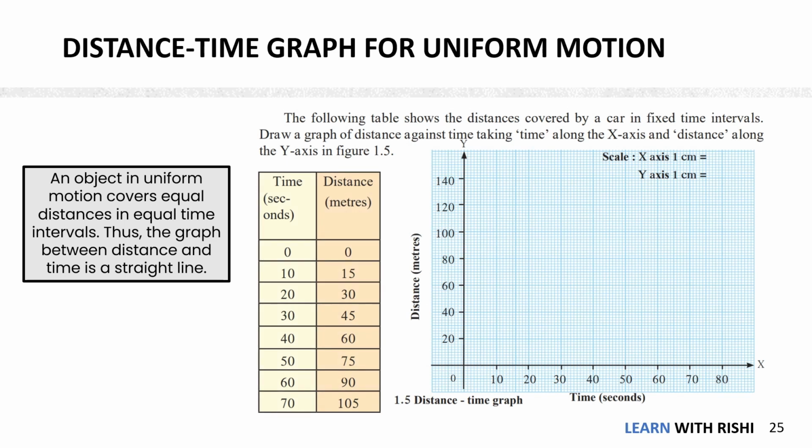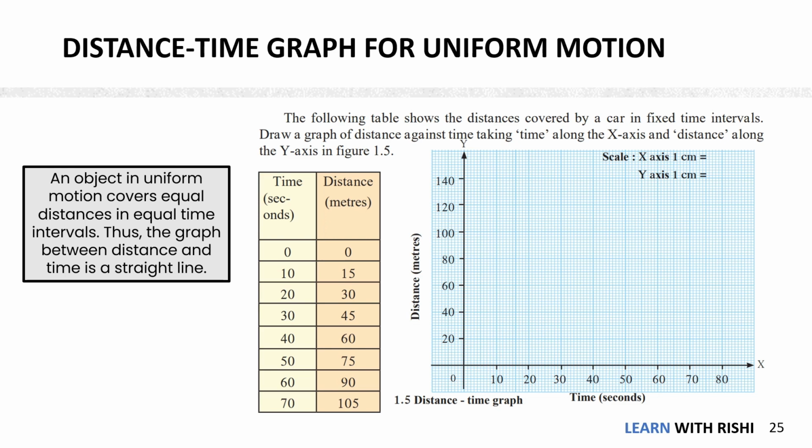So this is an example from your textbook. Here they have given us the data in the table, time and distance. The first column is time and the second column is the distance, and we have to plot a graph of distance versus time, where time is on the x-axis and distance is on the y-axis. So let us start plotting the graph.